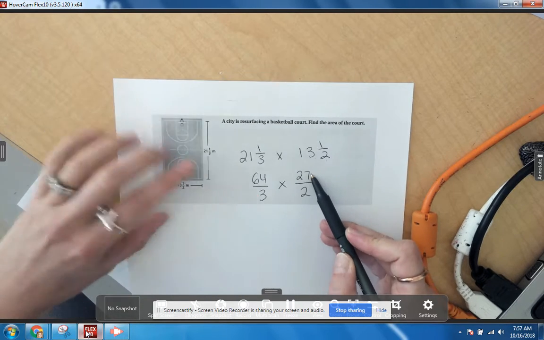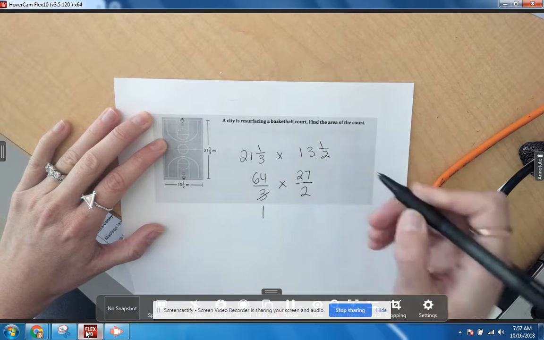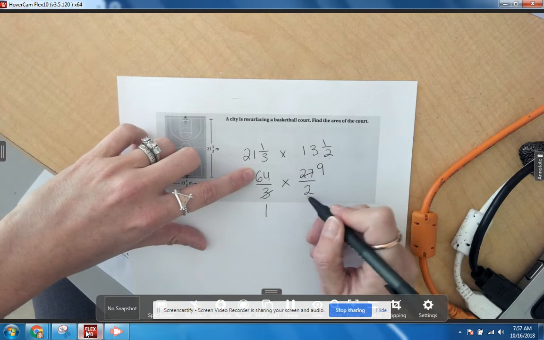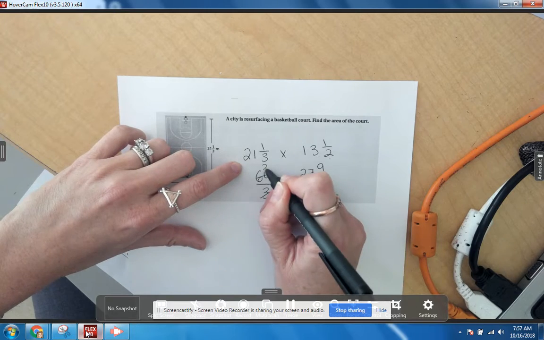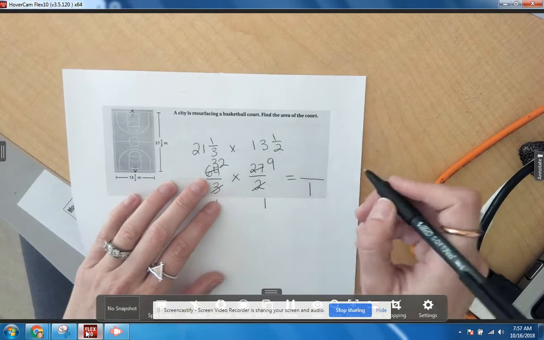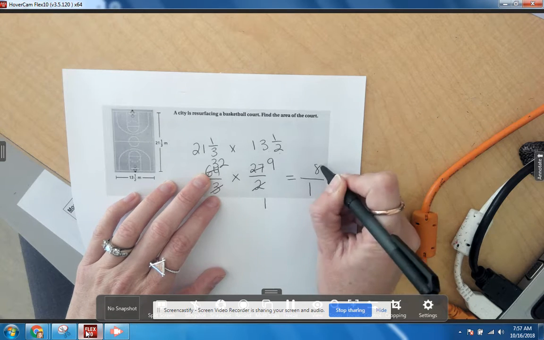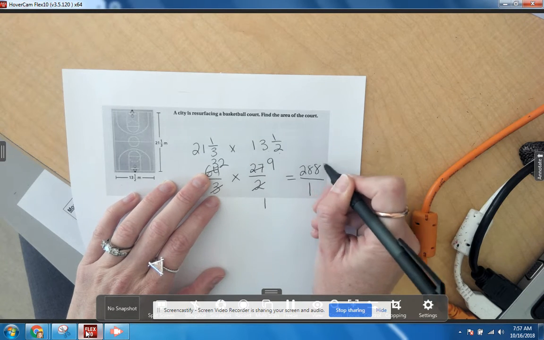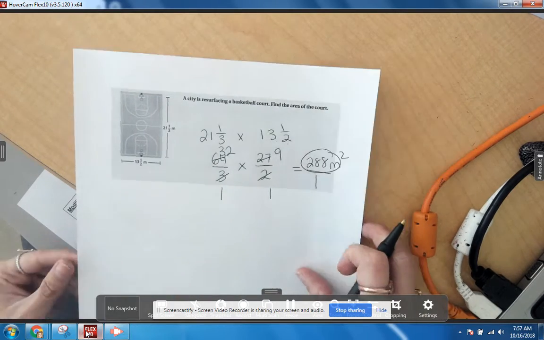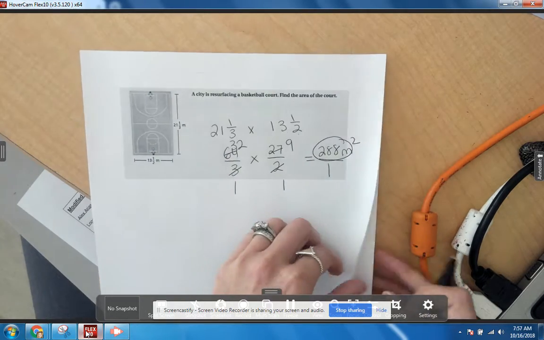I could divide these both by 3. 3 divided by 3 is 1. 27 divided by 3 is 9. This is an even number, so I could divide them both by 2. I get 1 and 32. And now I have to multiply across. So the denominator is going to be 1. And 32 times 9, 9 times 2 is 18. Carry the 1, so that's 288. So 288 meters squared. So I made them improper, I cross-canceled, and I multiplied.